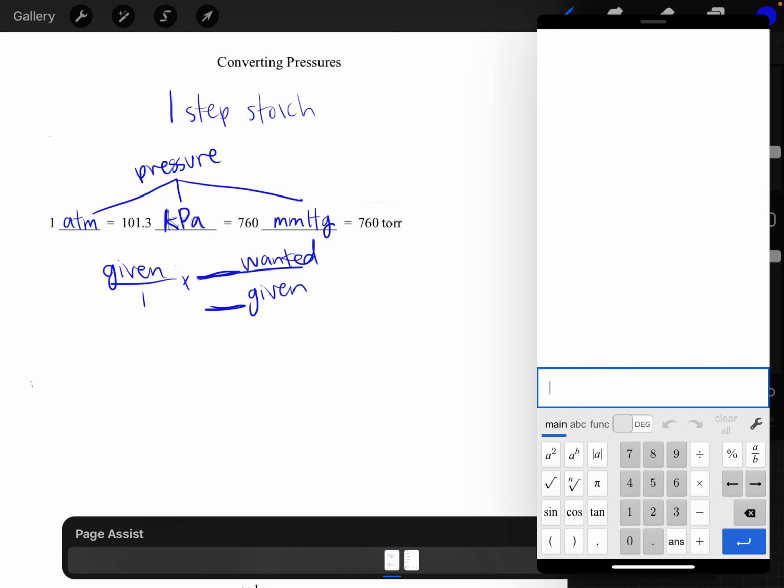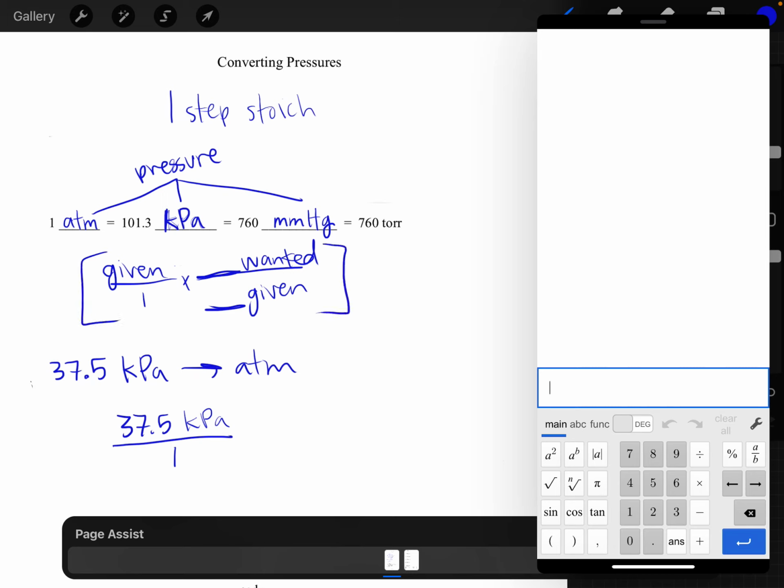So an example problem, if we had 37.5 kilopascals and we were wanting to go to atmospheres, here's how we do this. So first thing we do is we write our given, so 37.5 kilopascals divided by 1, just like in my formula right here. And then immediately diagonally, I'm going to put the same unit that I started with because I eventually want to be able to cancel these guys out. And I'm going to put who I want on the top, which is atmospheres.